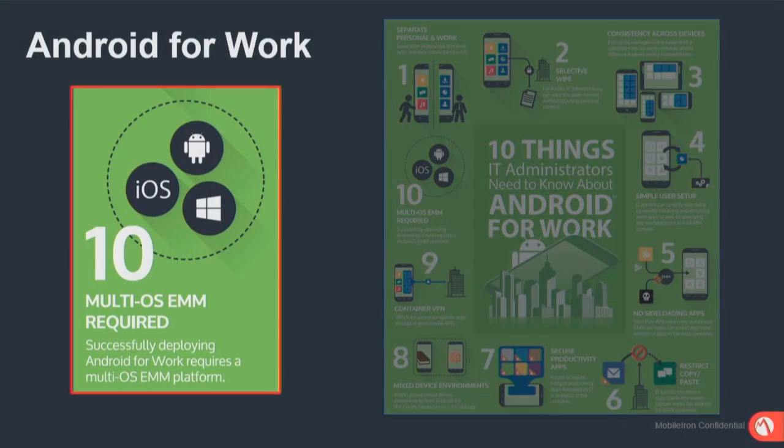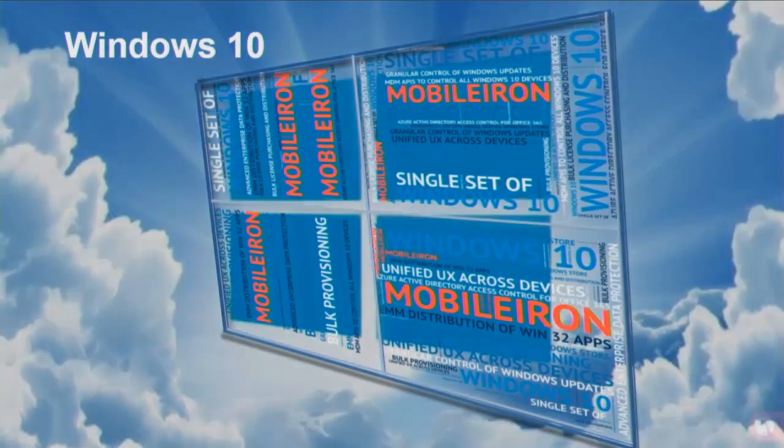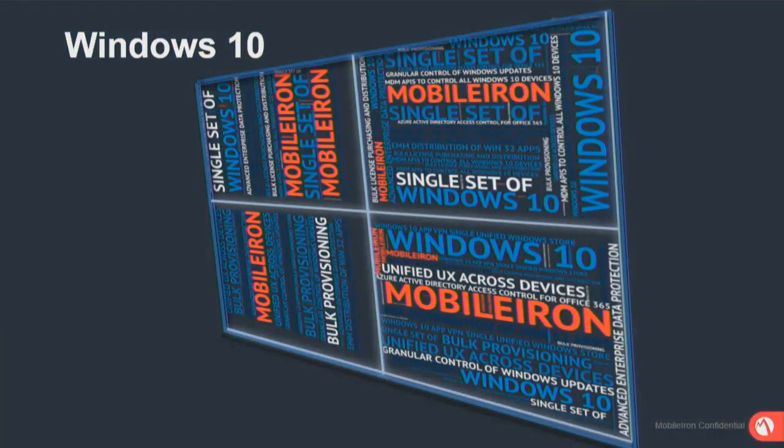And with Lollipop Enterprise upgrades, in addition to MobileIron Android for Work, this may be a platform that you want to consider, if you haven't already, adding into the mix. And now some of the features for Windows 10 for you to consider for Windows 10 adoption.